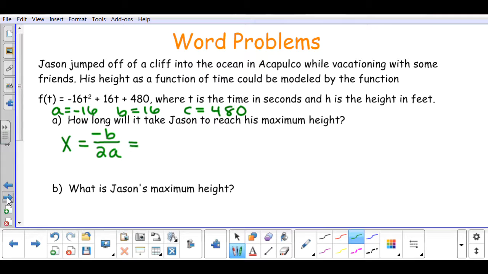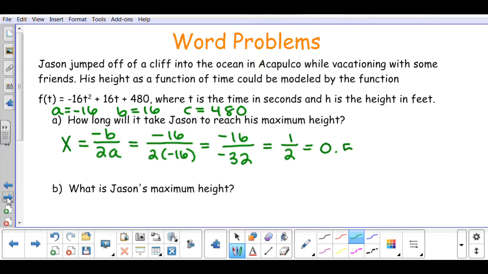So I'm going to plug in negative 16 divided by 2 times a negative 16. That gives me the fraction of negative 16 over negative 32, which simplifies to 1/2. And we can change that 1/2 into a decimal, and that would be 0.5. And since we were talking about time, it's going to be half a second for when Jason is going to reach his maximum height.